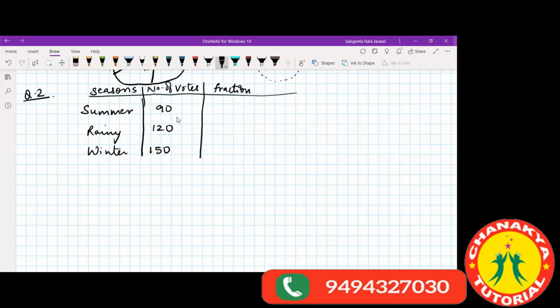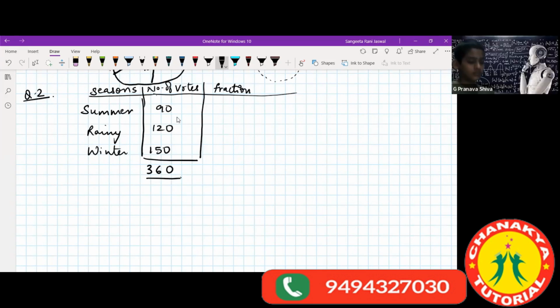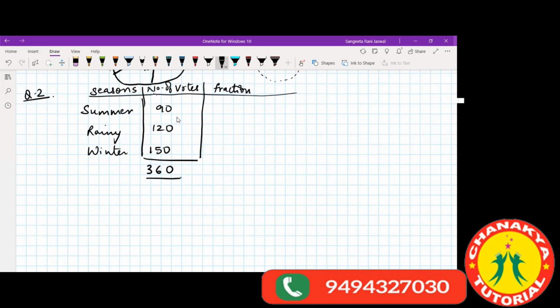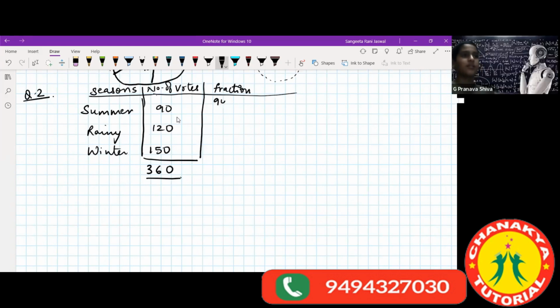So how will we find the fraction? When we total this. Fraction is always taken from the whole, no? We should have the whole part and then only we can take the fraction out of it, no? So we will first add them all. So this is 0, this is 9 plus 2 is 11, 11 plus 5 is 16, 1 carry, so this is 360. Okay? So this is the whole of it. Surprisingly, everything is same as it is.